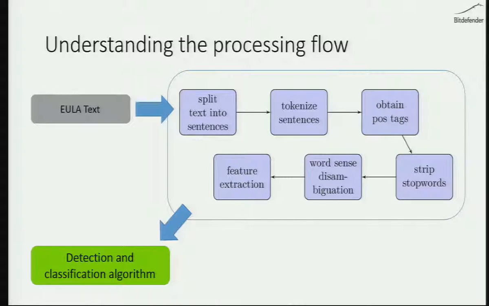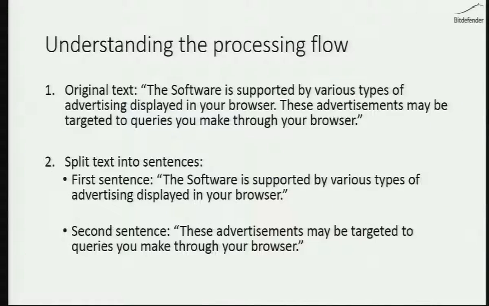After that, we strip the stop words because they don't help in our algorithm. They're just noise. And we do some word sense disambiguation. Okay, that's a hard word. And feature extraction. And all these features are fed to the detection and classification algorithm. So now I'm going to give you an example of how this works.